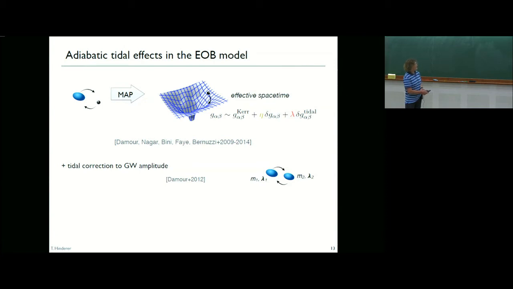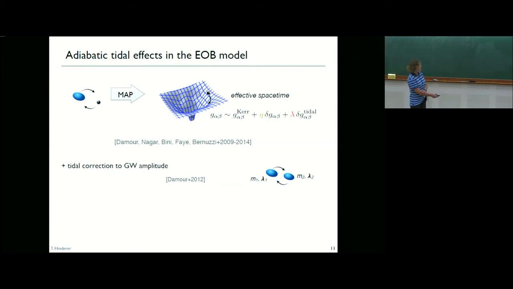Basically, you can understand it in a crude way, because this mapping here will give you the Hamiltonian, and the Hamiltonian is roughly the energy, so you expect this tidal correction to the energy to come in this way. And then there's also, as you said, the tidal correction to the gravitational wave amplitude. That's also taken into account.